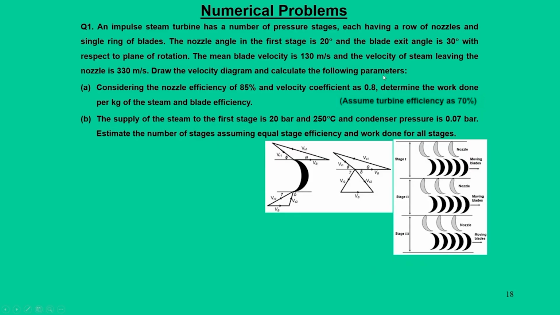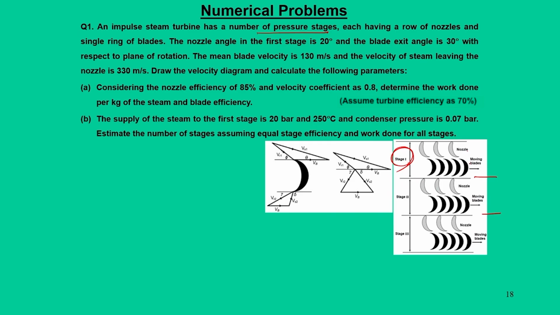So, in our previous lecture we had similar problems, but here it is proposed to have a problem based on the stages. Basically, the problem is based on an impulse turbine which works on a number of pressure stages. So, this is a pressure compounding type impulse turbine, which means each stage will have its own set of nozzles and moving blades, and we need to concentrate on one particular stage.